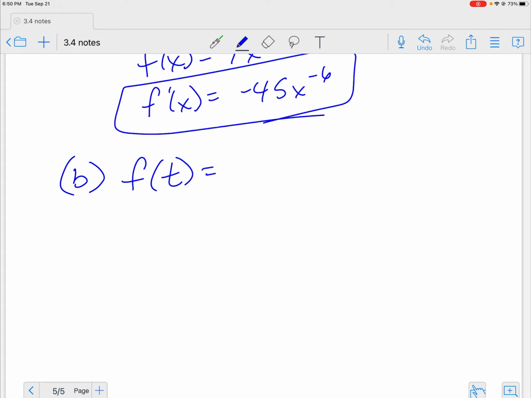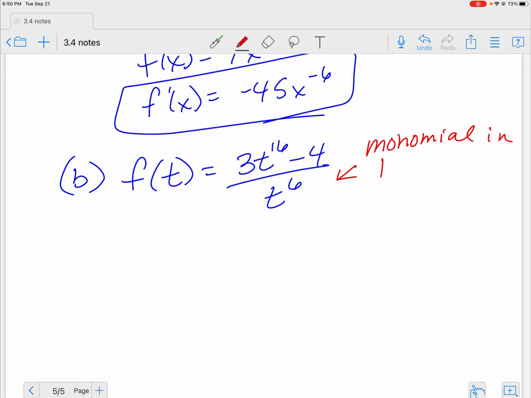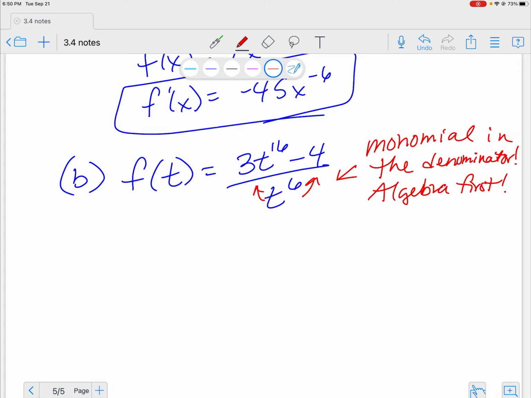Okay, let's take the derivative of this one. F of t is equal to 3t to the 16 minus 4 over t to the 6. Monomial in the denominator. Algebra first. Split that bad boy right on up. Don't go through trying to get all crazy on that. Split that up. Do that algebra first.